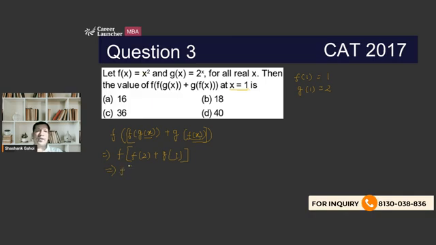So what is the value of f2? F2 is 2 square, that is 4. What is g1? G1 is equal to 2 power 1, so I would say that is 2. So my final value comes out to be f of 6.